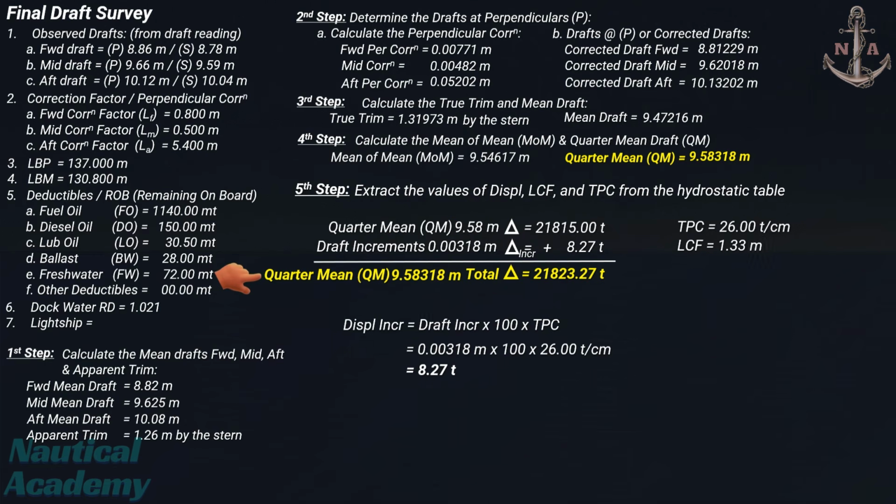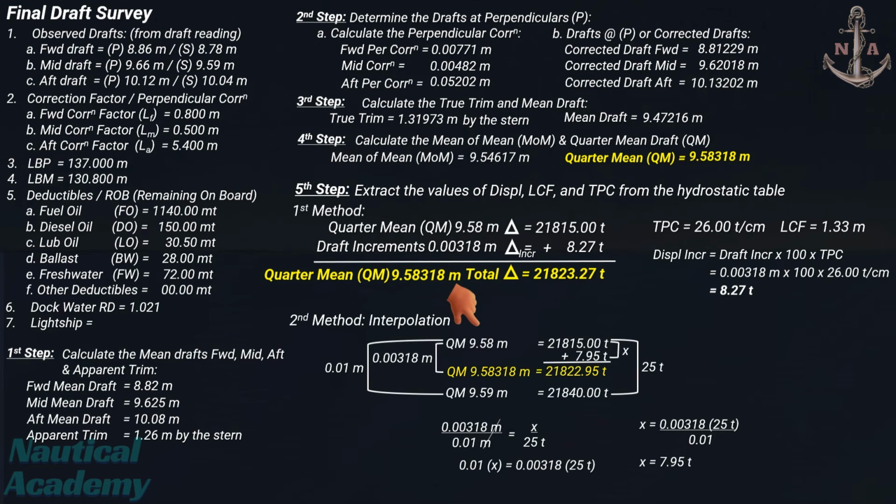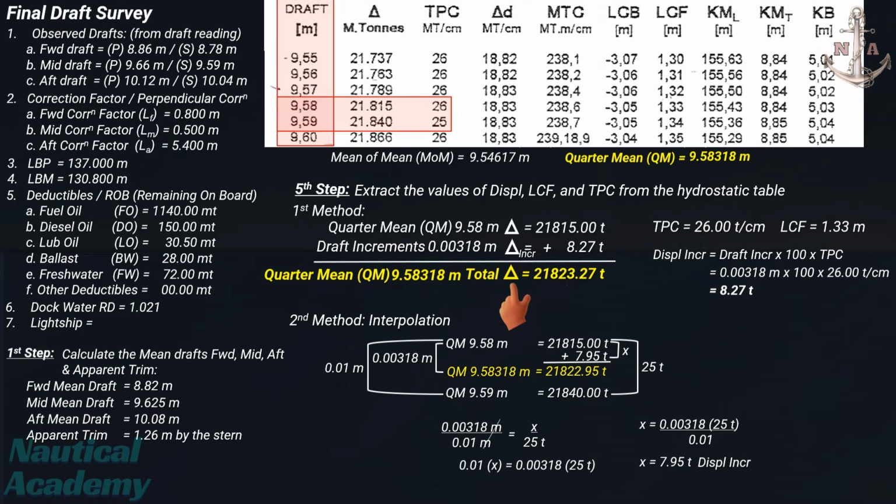Now we can also use interpolation to determine the displacement increments and the ship's displacement at the corresponding quarter mean draft. I will not go into the detailed steps of this interpolation process. As we can observe, there is a slight difference compared to the result obtained using the previous method. Although this difference may seem negligible, these methods help guide us toward a more accurate result. Keep in mind that we are determining the displacement at a quarter mean draft of 9.58318 meters.